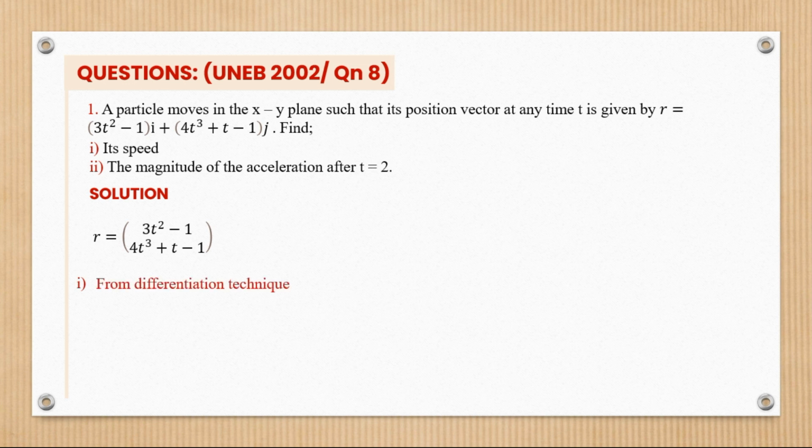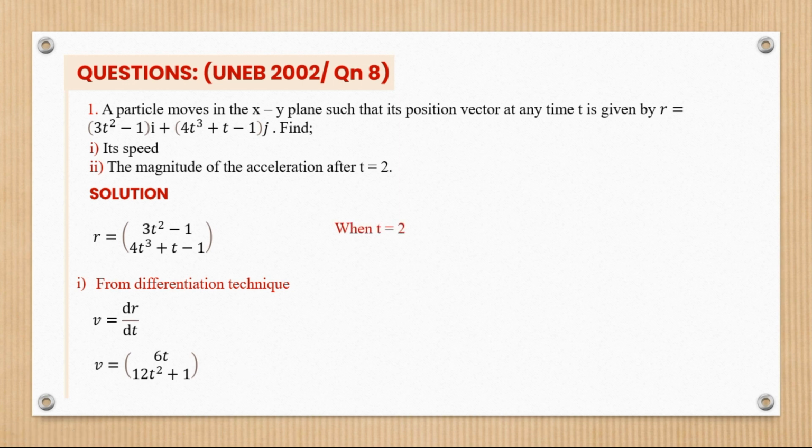From differentiation technique, we remember that v is equal to dr/dt. So we can differentiate this. When you differentiate 3t squared minus 1, we have 6t. Then we differentiate the other value, and we have 12t squared plus 1. So we shall have v being equal to, in column form, 6t and 12t squared plus 1. Then let's look at the next section.